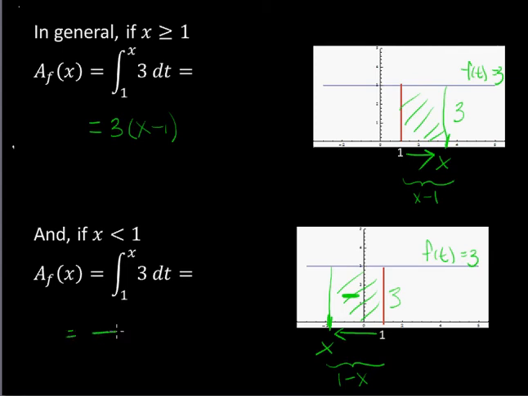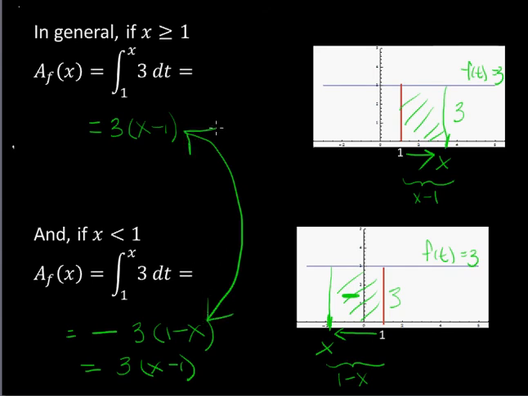So this will be equal to minus the length times the width, 3 times 1 minus x, which of course is 3 times, multiplying the minus 1 in here, we have exactly the same formula. It doesn't matter where you draw x in order to figure it out.